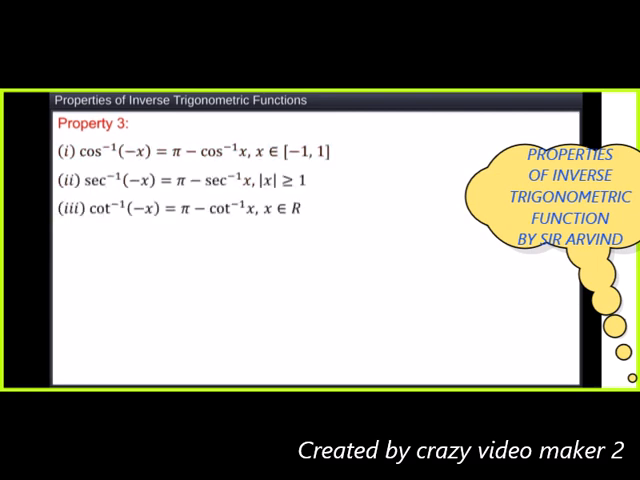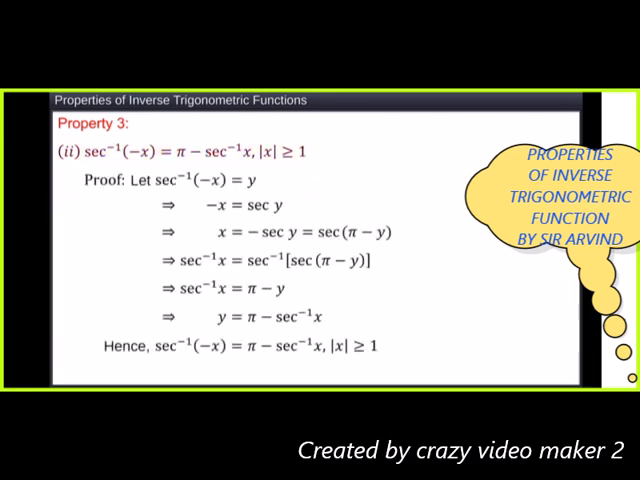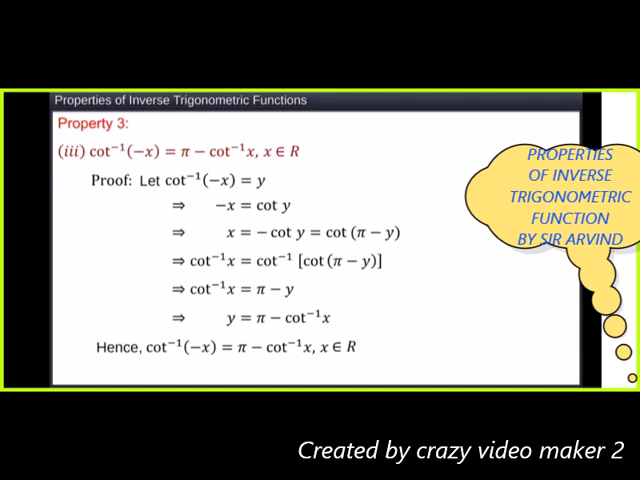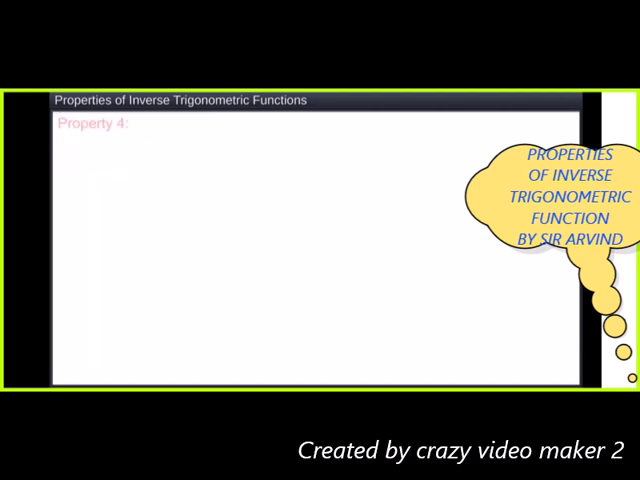Let us prove third property. The other two parts of the third property we can prove easily. Sec inverse minus x is equal to pi minus sec inverse x. Similarly, cot inverse minus x is equal to pi minus cot inverse x. Same thing, you have to follow the same steps to prove the same property.